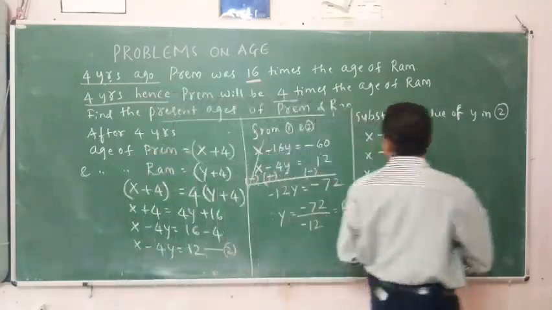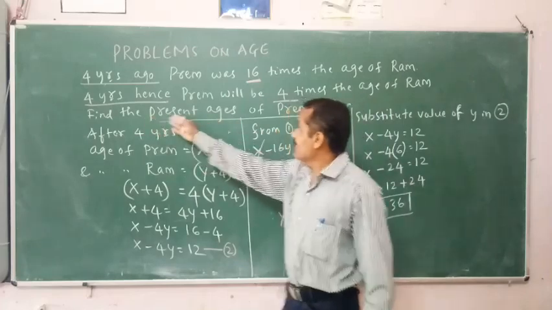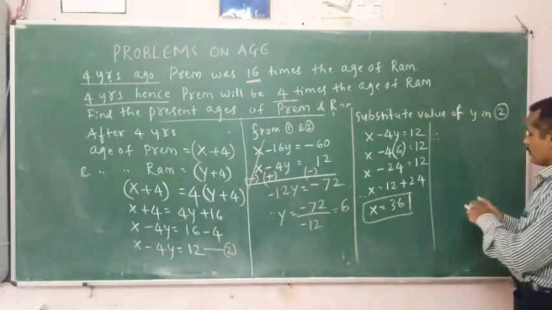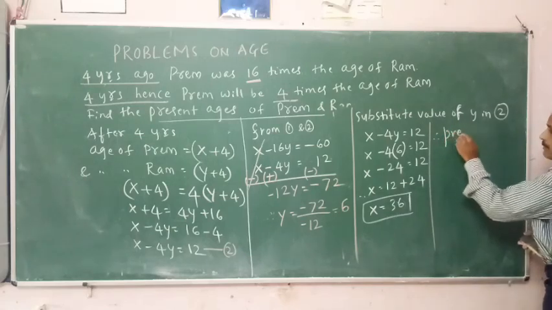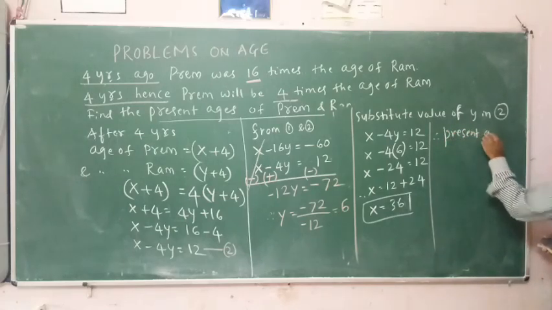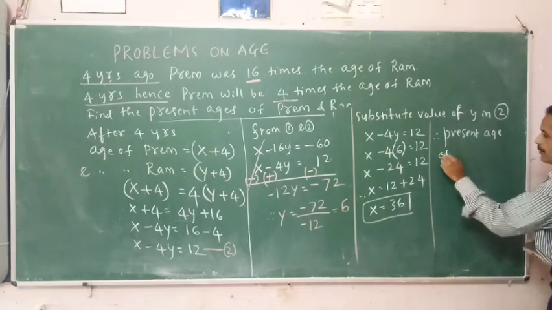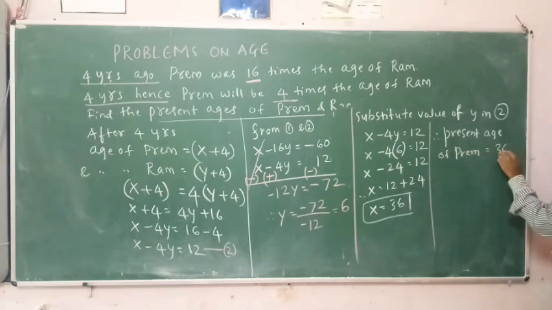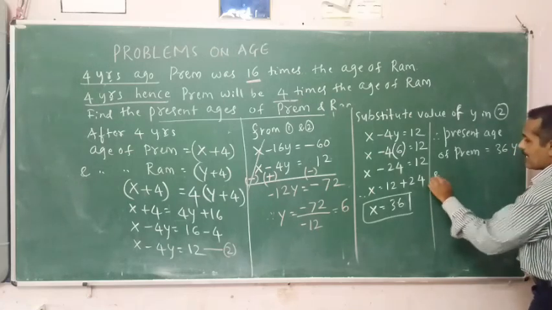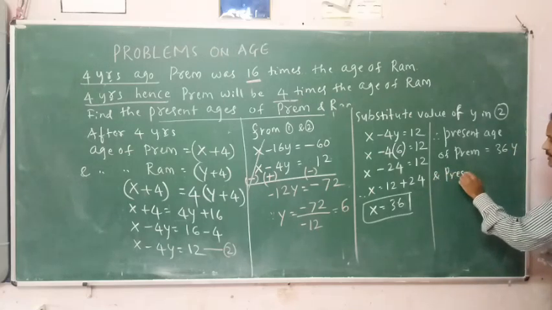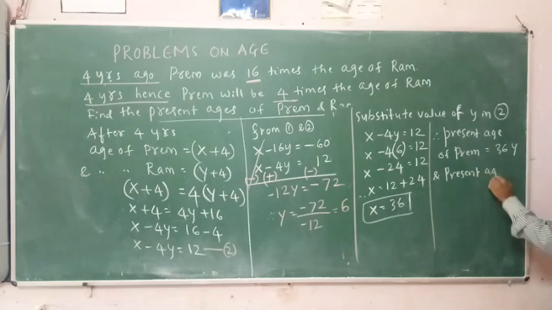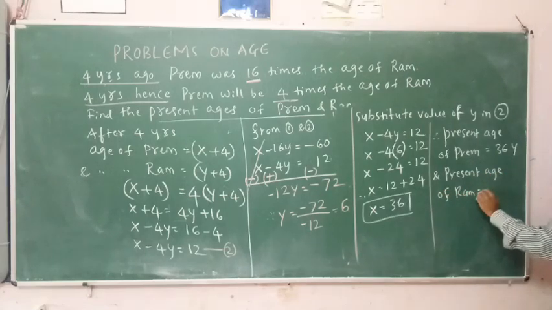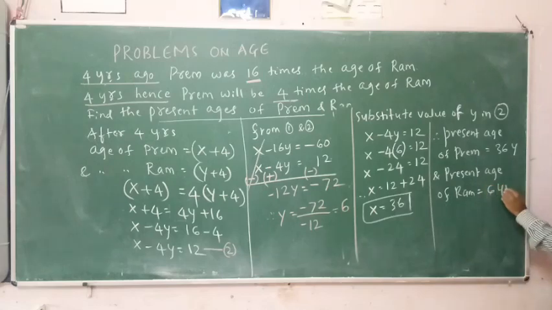So I will wind up my answer because what they asked you is to find the present ages of Prem and Ram. I will say, therefore, the present age of Prem is 36 years and the present age of Ram is equal to 6 years.